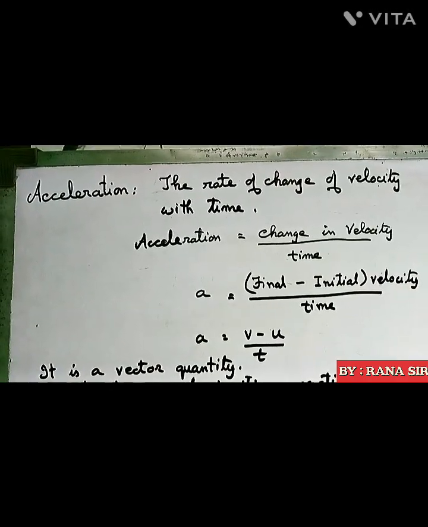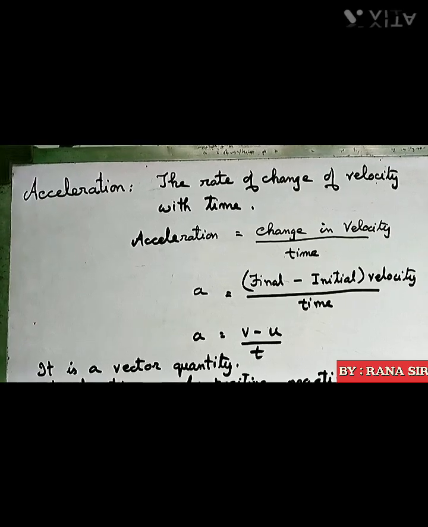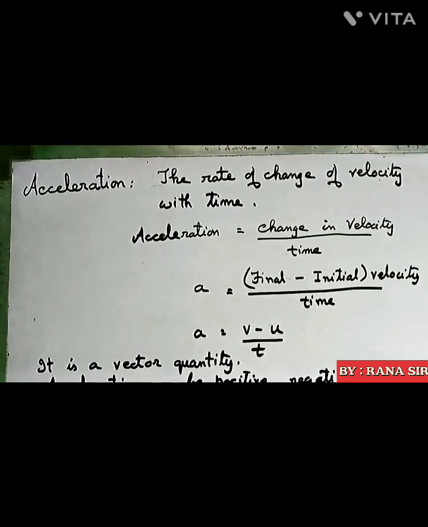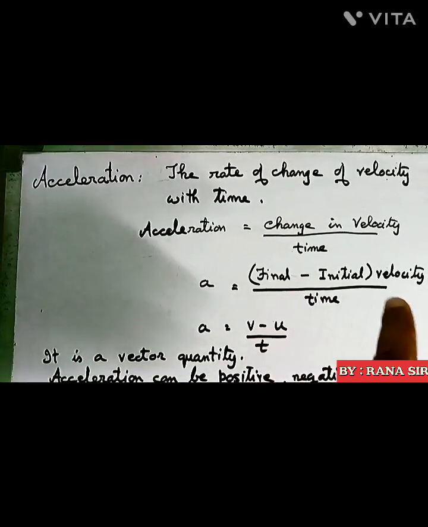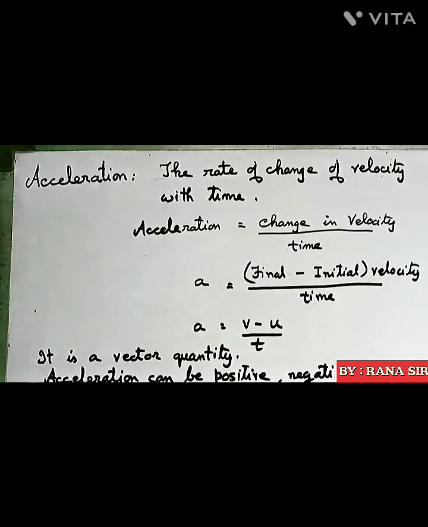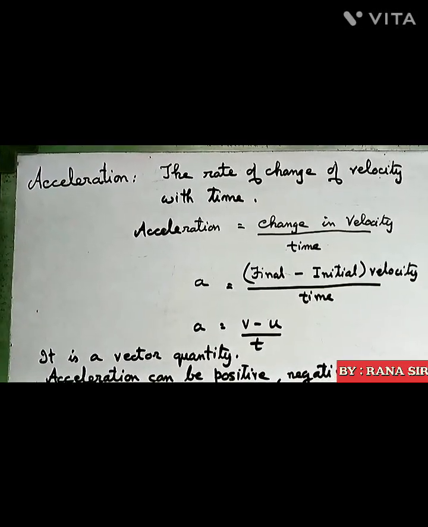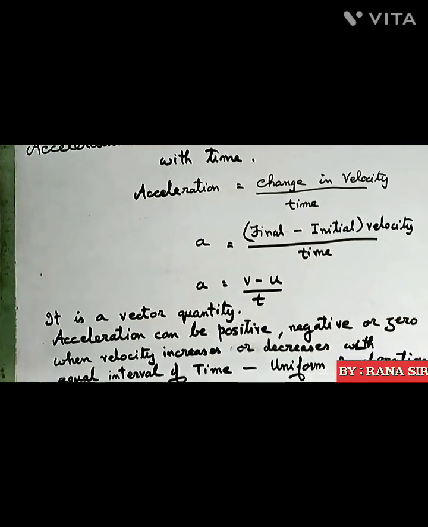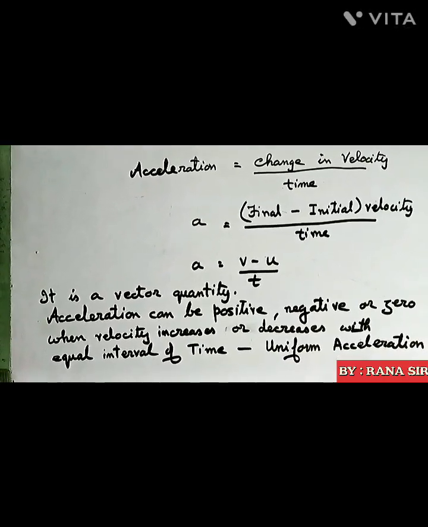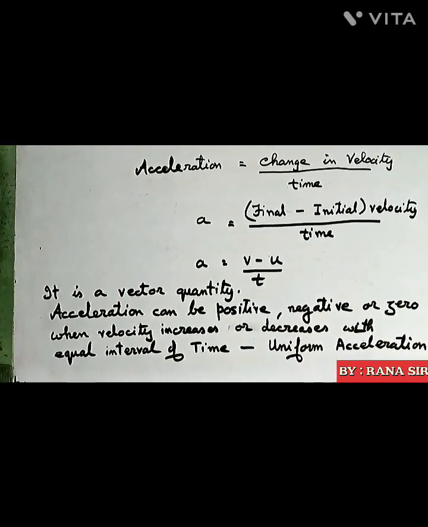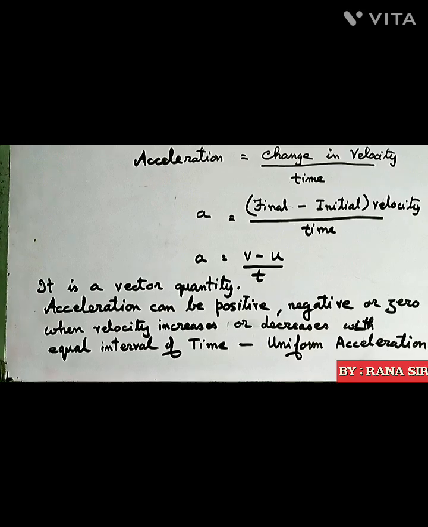So acceleration is the rate of change of velocity with time. The rate of change of velocity means final velocity minus initial velocity divided by time. That is V minus U divided by T. It is a vector quantity and acceleration can be positive acceleration, negative acceleration or 0.